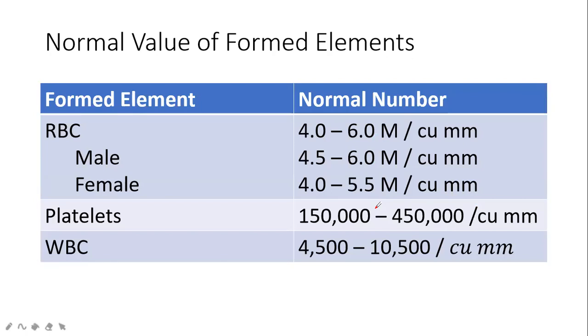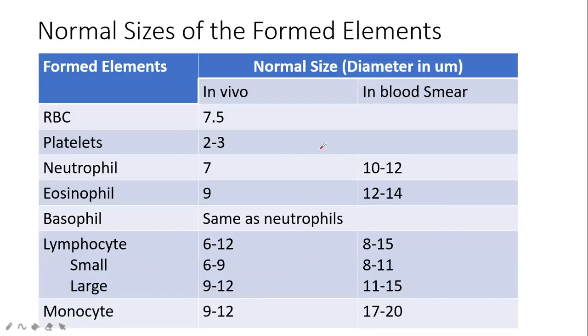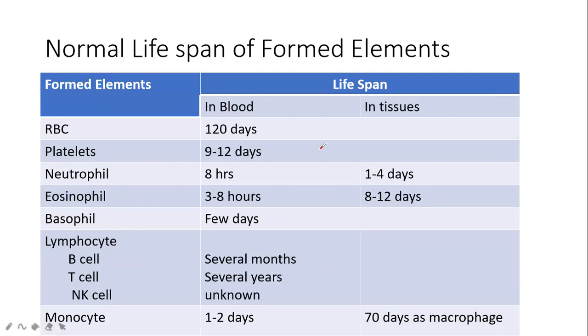So here are some normal values sa imong formed elements. You have here your RBC, your platelets, and your WBCs. We also have some differential count average against neutrophils, ang mas daghan nimo makita. Next is your lymphocytes, and then you have your monocytes, then your eosinophils, and then the least nga imuhang makitaan sa imuhang peripheral smear or sa imong differential count is your basophils. And then we also have here the sizes of your formed elements, and then the lifespan. So again, your RBCs will have 120 days na lifespan sa circulation. And then your platelets will have 9 to 12 days, your neutrophils will have 8 hours of blood, and then 1 to 4 days tissues, and so on and so forth.